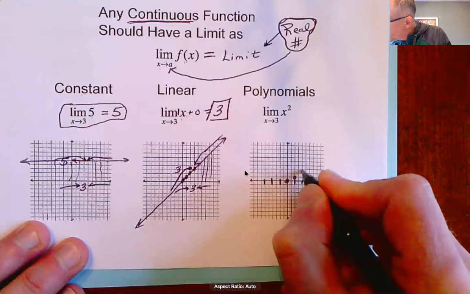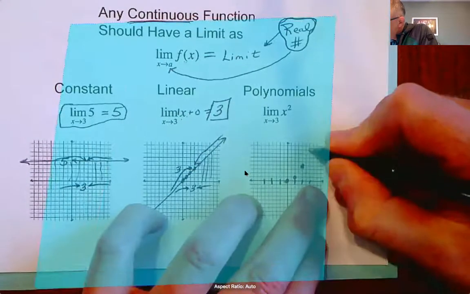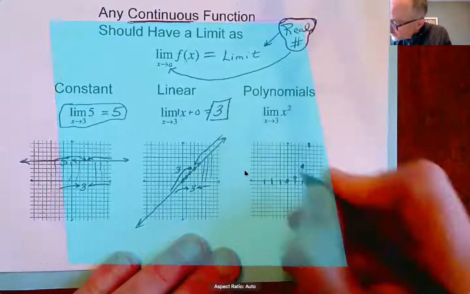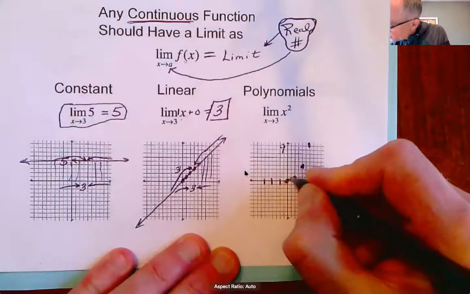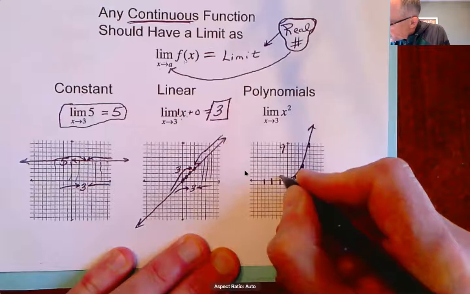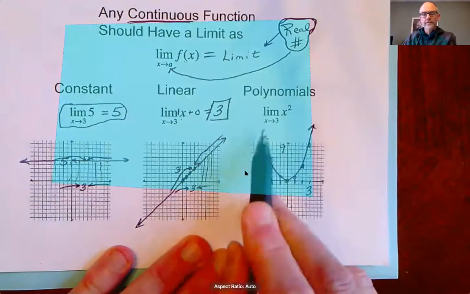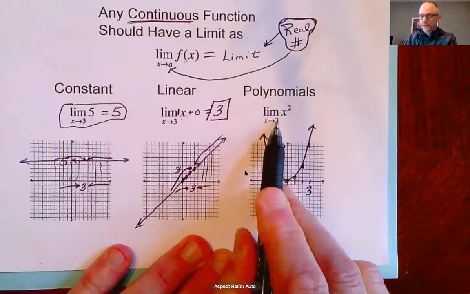1, 2. Okay, you put in 3, you get 9, and I'm thinking 9 is about here. So there's 9. So you get that parabola look. On the other side, I could just mirror it over like this. Okay. So what's the limit of x squared as x approaches 3?